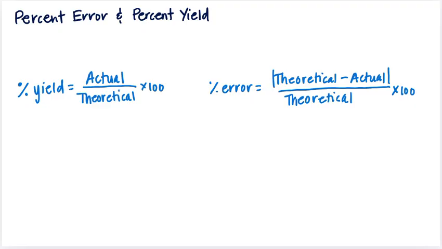All right, guys, today we are going to go over percent error and percent yield. These two things are ways of indicating how well a lab went. So oftentimes after we perform a lab and we collect our product, we want to see how close we got to the answer that we should have.